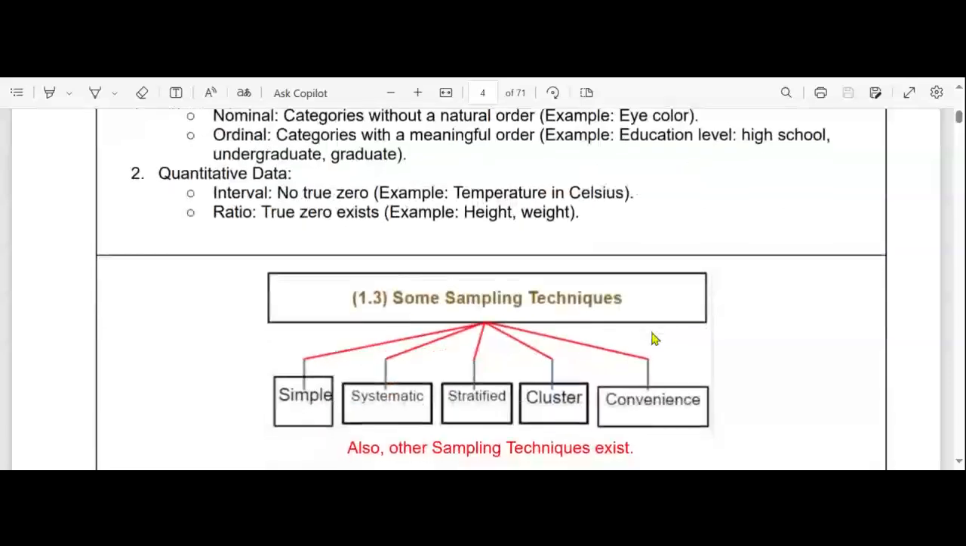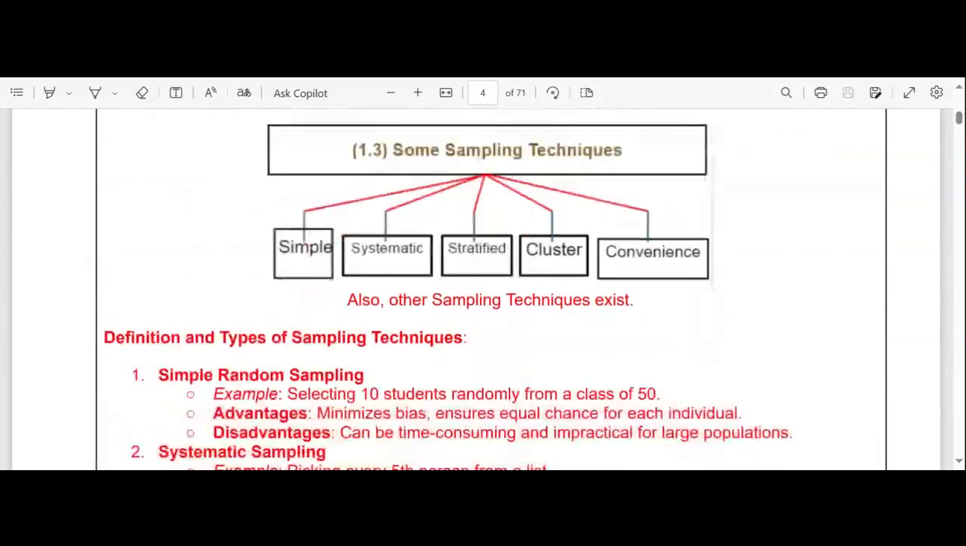So let's move to the next type. Now we have something called sampling technique. When you do the research, how are you going to collect data, what ways, or what type of sampling techniques are you going to use? We have many different types of sampling technique, but I took only the first five: simple, systematic, stratified, cluster, and convenience.